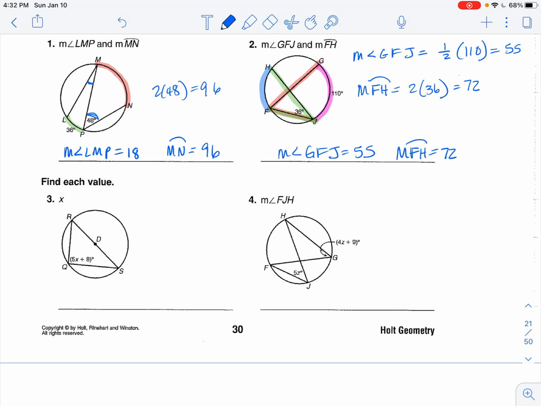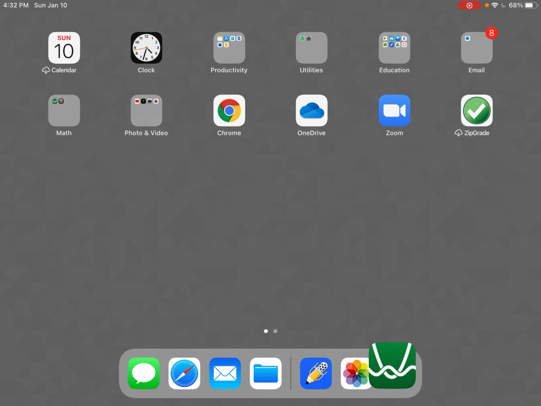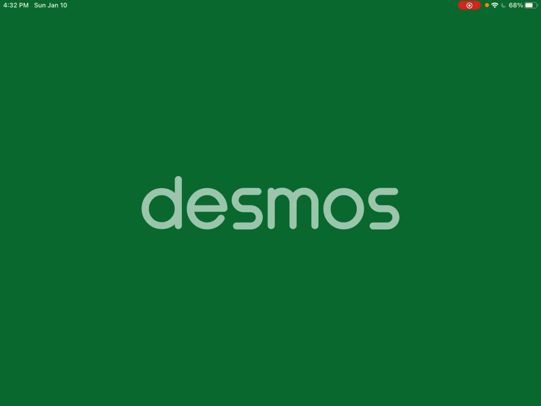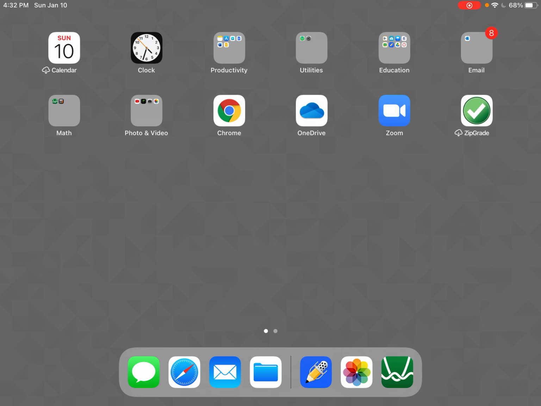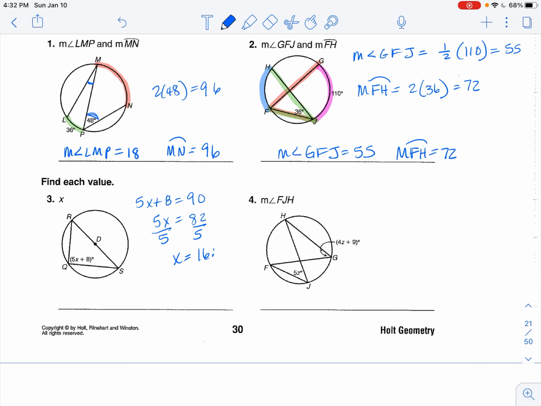In problem number 3, it's asking for x. Okay, so we're subtending a semicircle. And what that means is that it is a right angle. So 5x plus 8 is equal to 90. If I subtract 8 on both sides, 5x is equal to 82. If I divide both sides by 5, x is going to equal 82 divided by 5, 16.4.